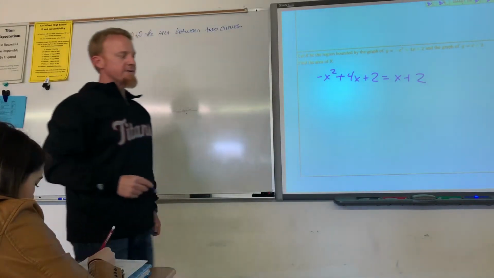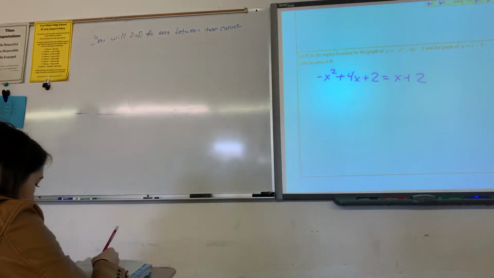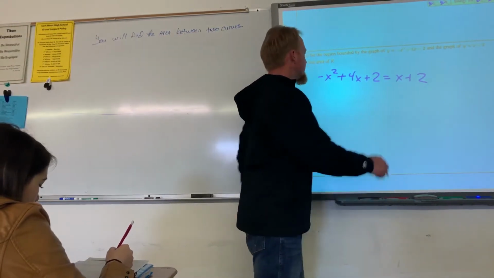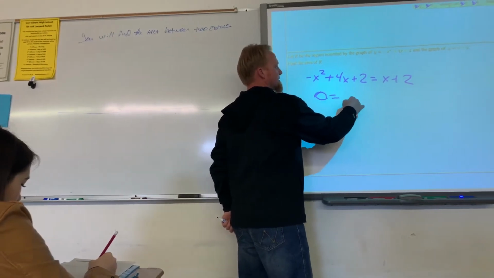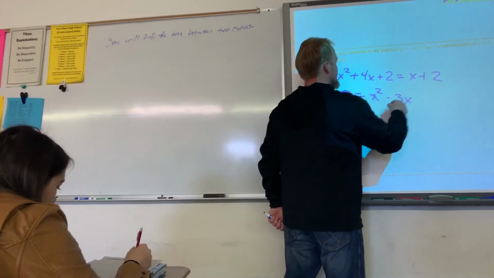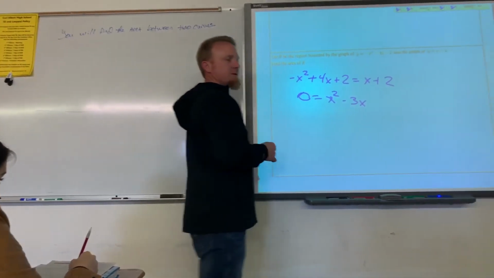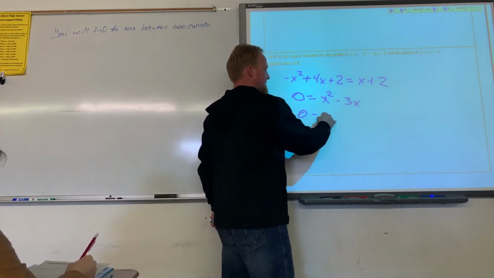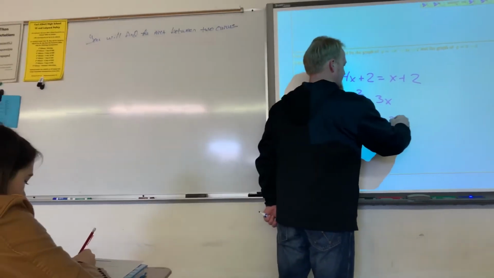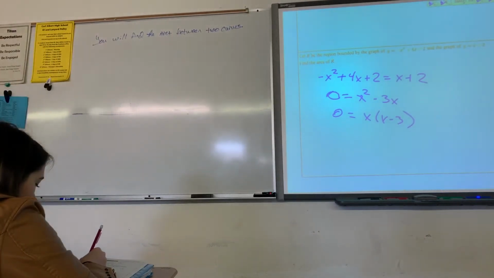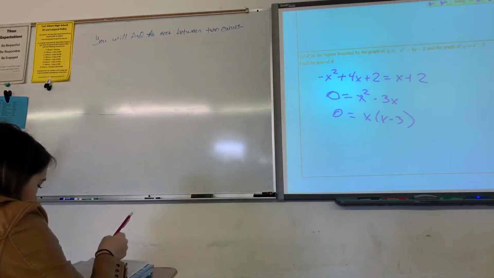All right, so negative x squared plus 4x plus 2 equals x plus 2. Since my x squared is negative, I'm going to move everything to the right side because I like my x squared to be positive. So that's going to be minus 3x, and then the 2's cancel, correct? Yes. So we factor, and we see that our intersection points are the x values of 0 and 3.